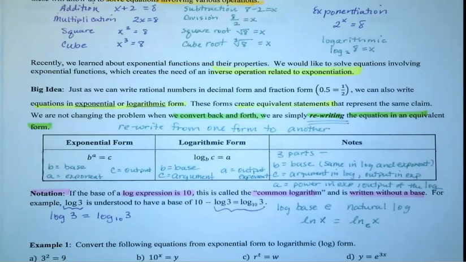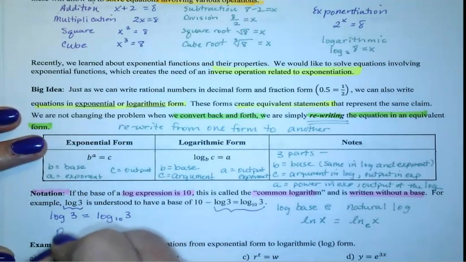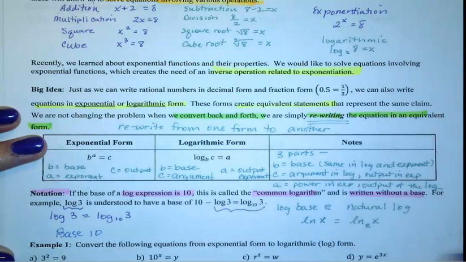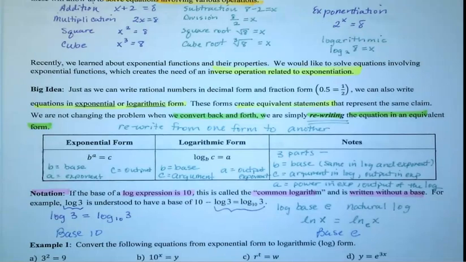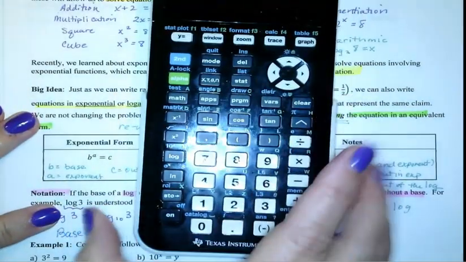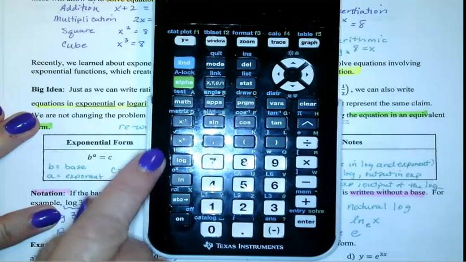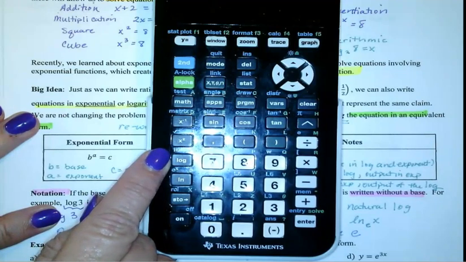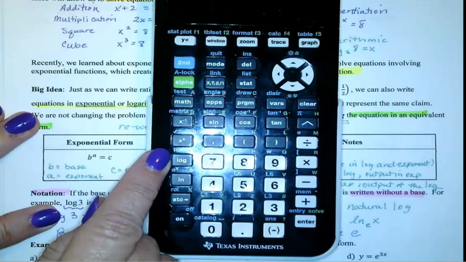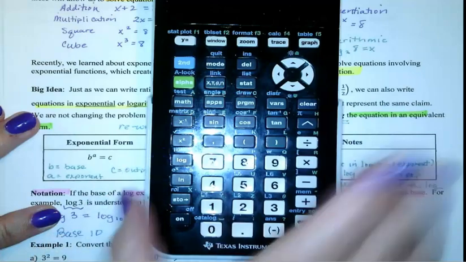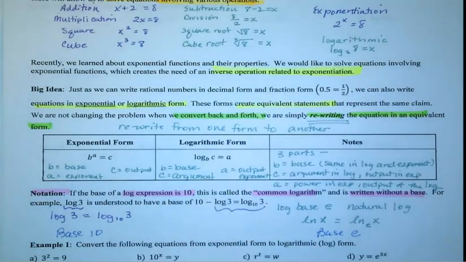So when we're talking about common log, we're talking about base 10. And that is an important distinction to make. So common log, base 10, and then natural log, base e. If you look at your calculator, you can see that there is an ln button, which means it only calculates in base e, and there is a log button, which means it only calculates in base 10. So your calculator is pre-programmed and set up to use these two keys for these two bases.